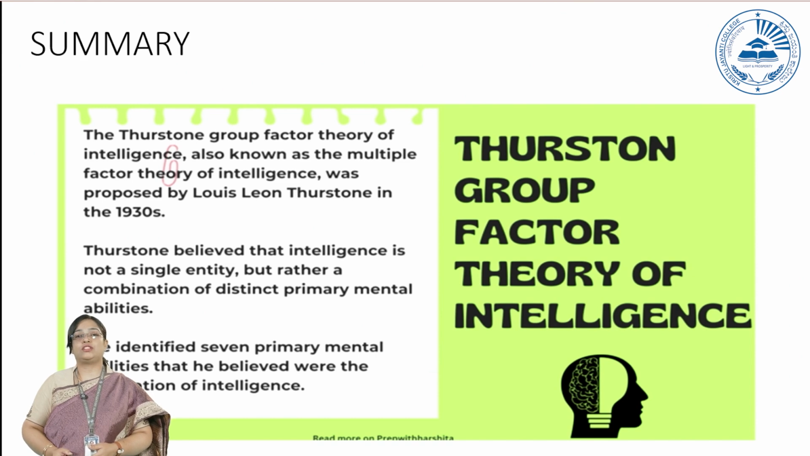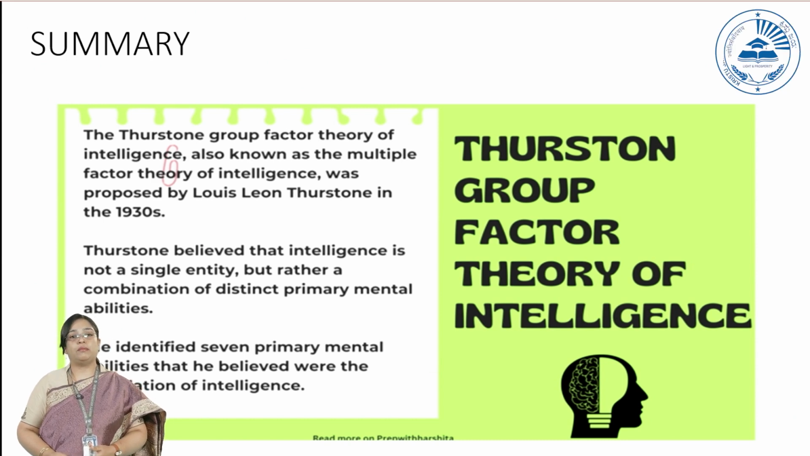Moving on to a summarization of Thurstone's group factor theory of intelligence. This is also known as the multiple factor theory of intelligence, which was proposed by L. L. Thurstone in the 1930s. Thurstone believed that intelligence is not a single entity, but rather a combination of distinct primary mental abilities. He identified 7 primary mental abilities that he believed were the foundation of intelligence.